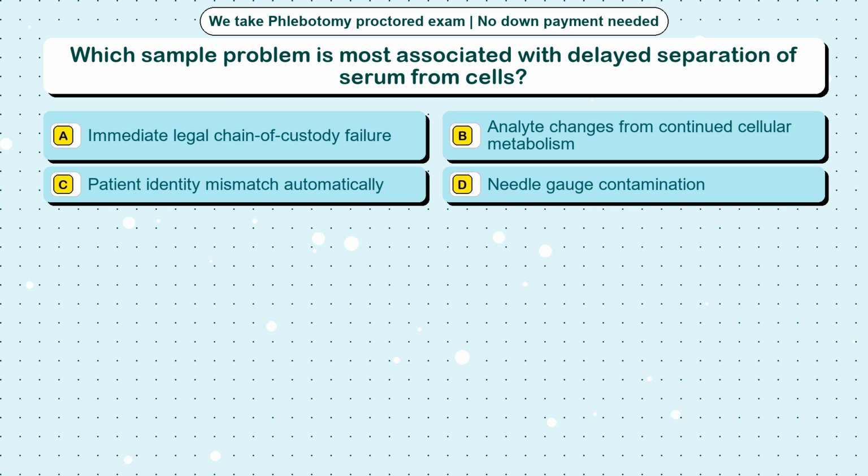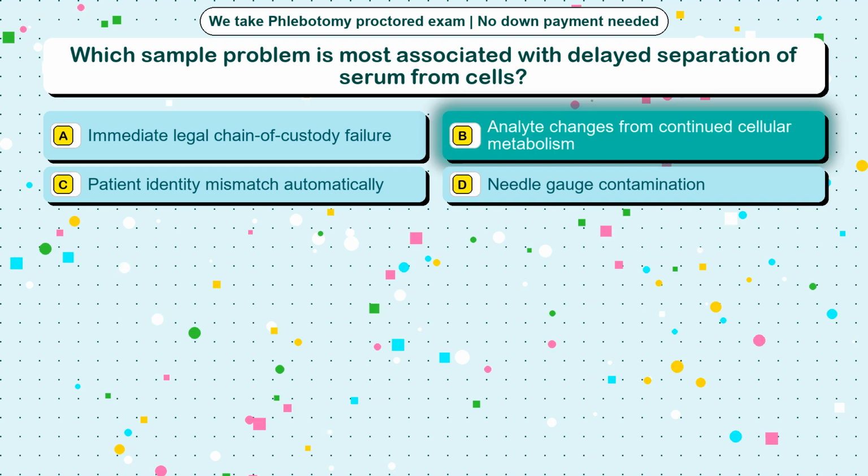Question 100. Which sample problem is most associated with delayed separation of serum from cells? Option A. Immediate legal chain of custody failure. Option B. Analyte changes from continued cellular metabolism. Option C. Patient identity mismatch automatically. Option D. Needle gauge contamination. The correct answer is option B.